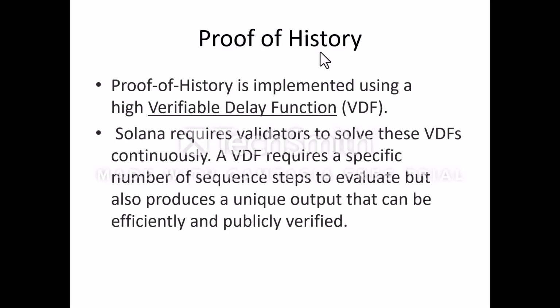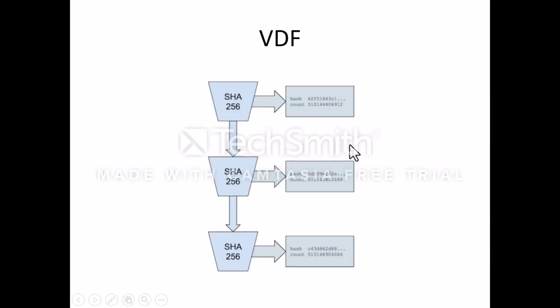Proof of history is implemented using a function called a verifiable delay function. I'll talk more about what a VDF is, and using that VDF, the validators solve this VDF function continuously to find the actual output. If you see in the next slide, this is what a VDF is. It is a recursive function where you have an input and it will produce an output, and the output will be 256 bits long.